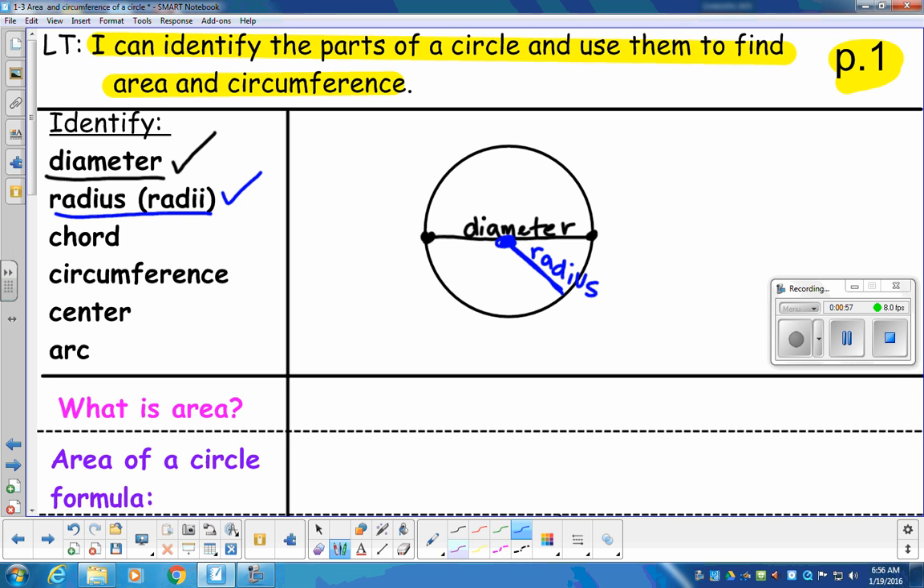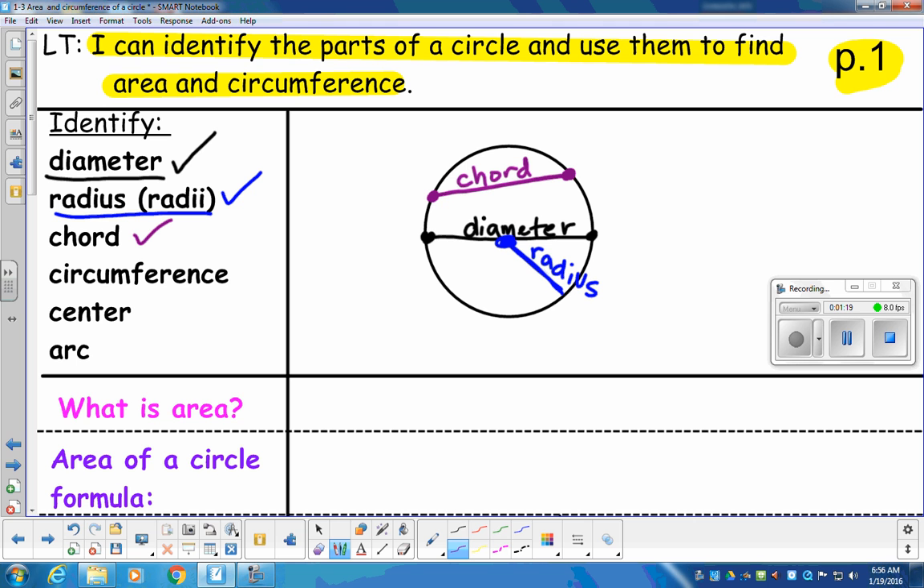The chord is that segment. It's kind of like a diameter, but it does not go through the center. So this here would be a chord. It has its own line segment, but does not necessarily go through the center, where the diameter has to hit the center of the circle. A chord does not have to hit the center of the circle.